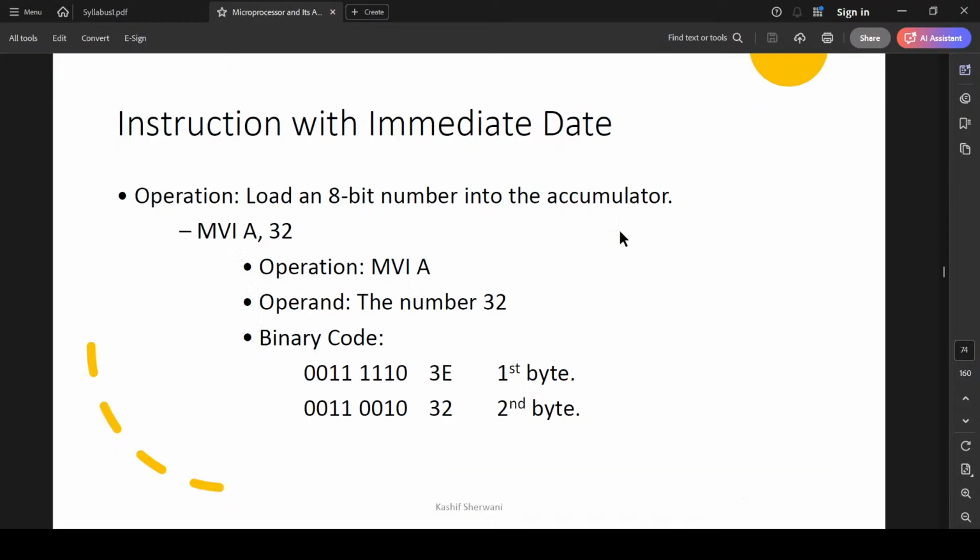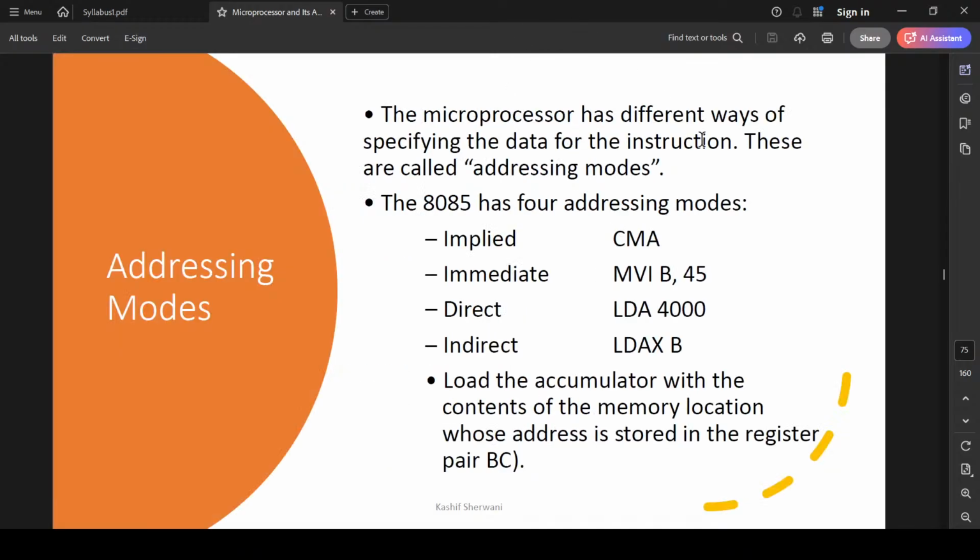Addressing modes. Is there something else we forgot? No. The microprocessor has different ways of specifying the data for the instruction. These are called addressing modes. Therefore, we have 4 modes. Come on, we just talked about that.